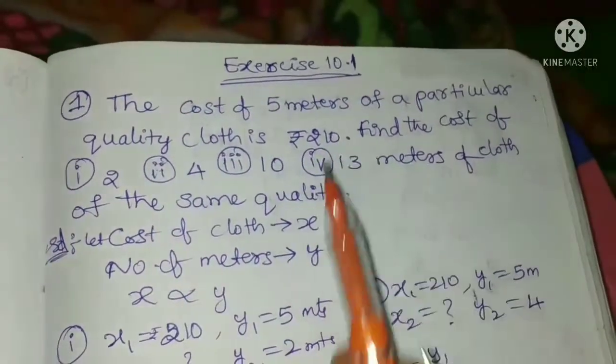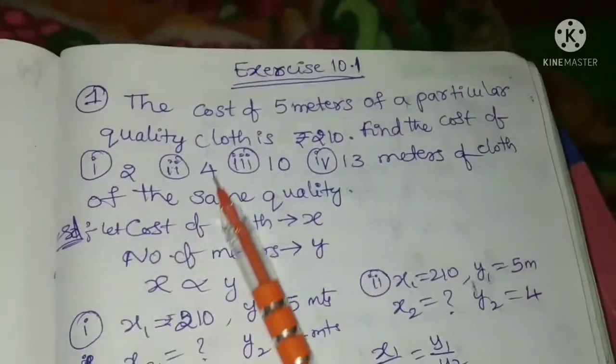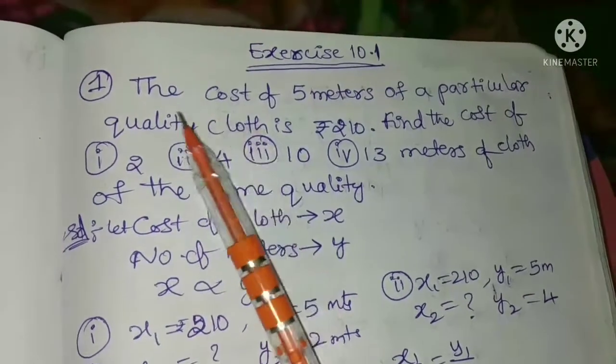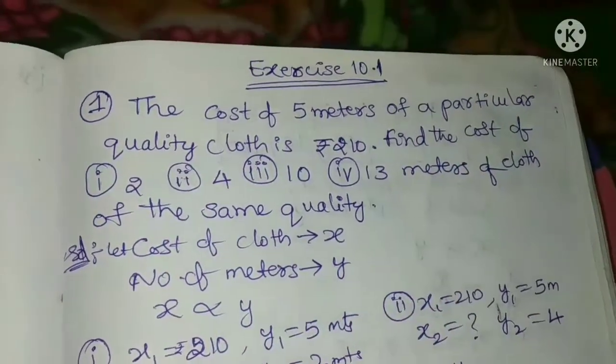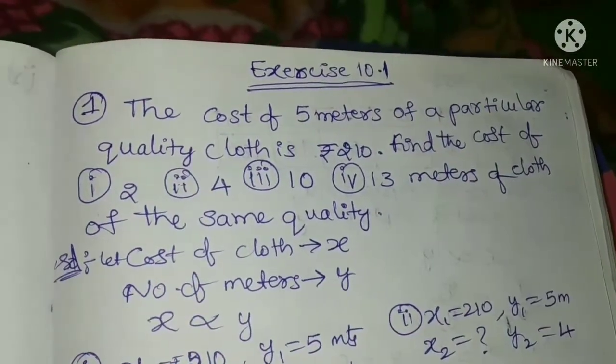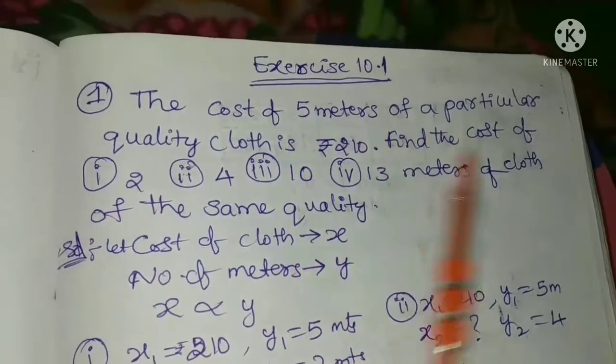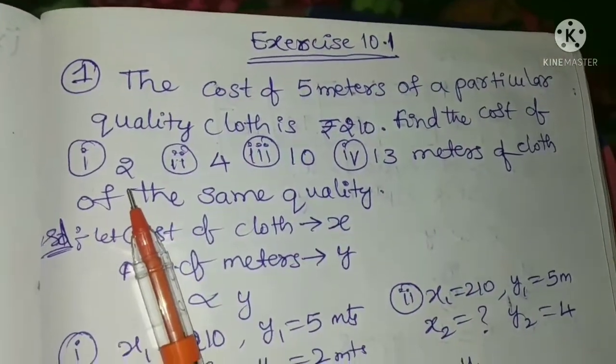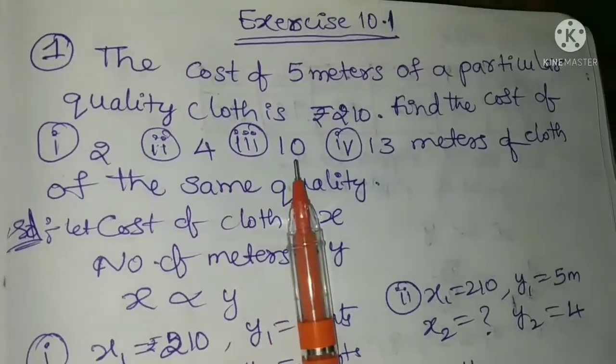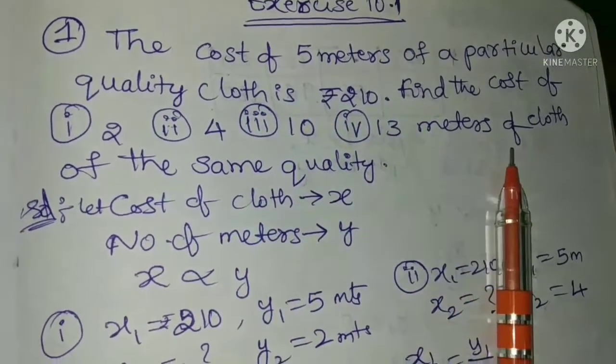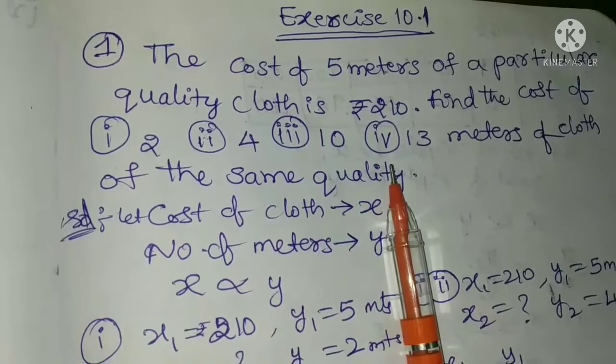Exercise 10.1 of 8th class maths. First question. The cost of 8 meters of a particular quality cloth is 210 rupees. Find the cost of 2 meters cloth, 4 meters cloth, 10 meters cloth, 13 meters cloth of the same quality.